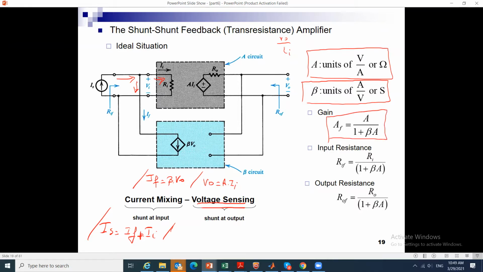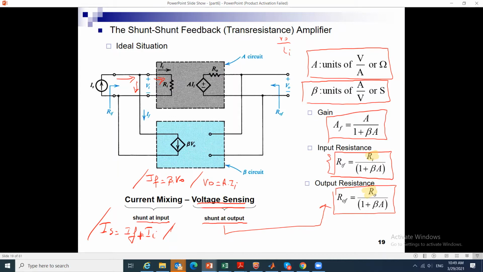Now the relations are shunt. I'm mixing the current in parallel, and I'm sensing the voltage in parallel at the output, and therefore, since it is shunt at the input, the input resistance RIF will be RI over 1 plus beta A, and the output resistance, since I'm also sensing in shunt, will be ROF equal to RO over 1 plus beta A. RO and RI are both the quantities corresponding to the A block.